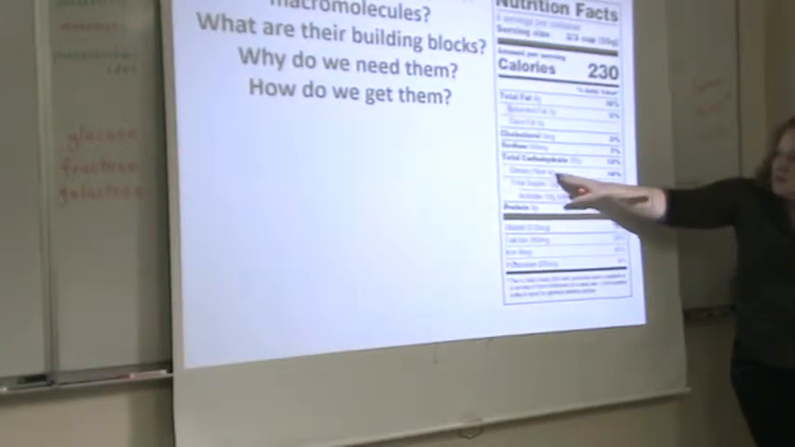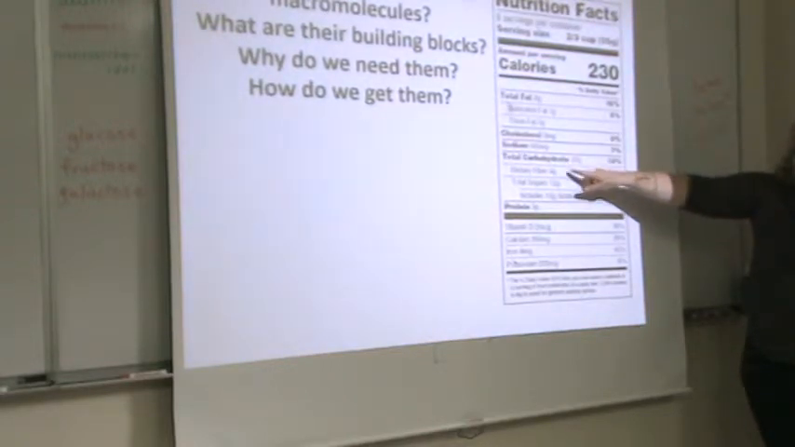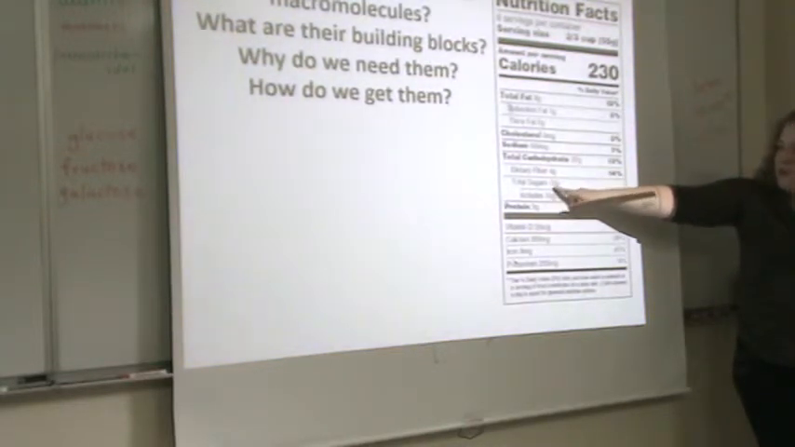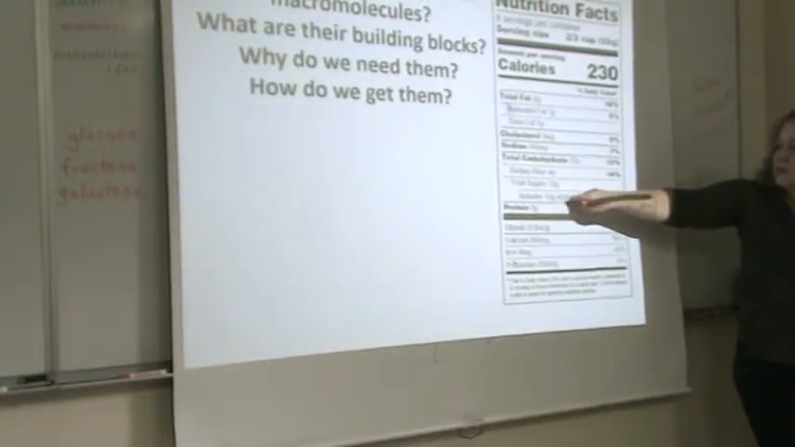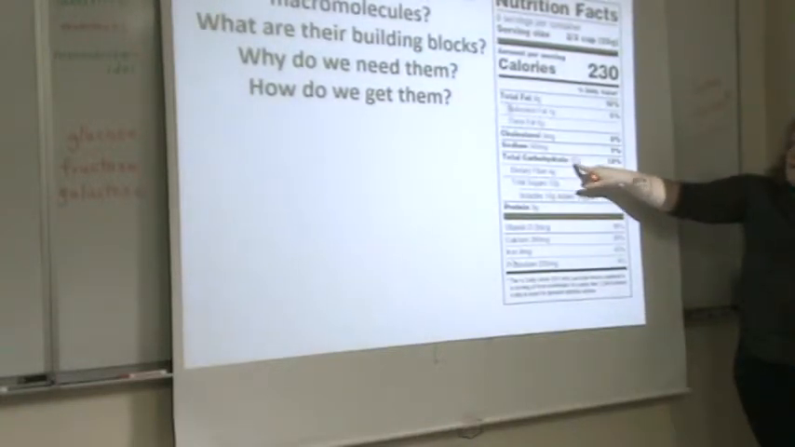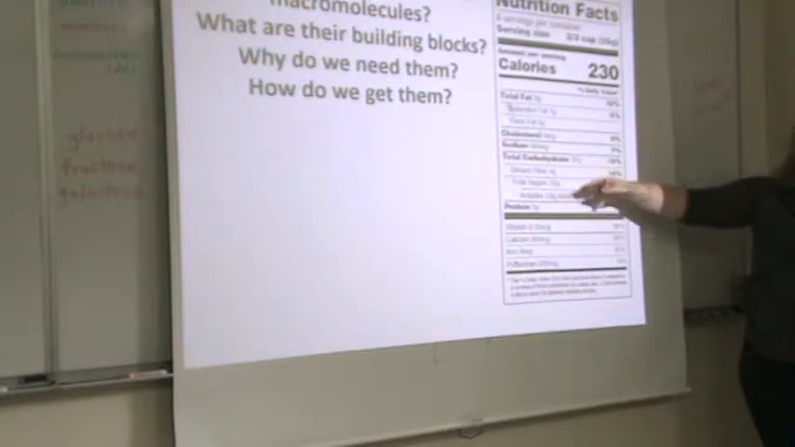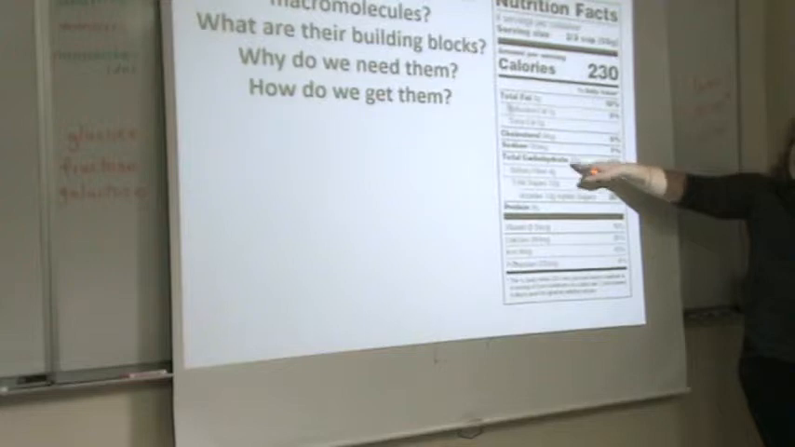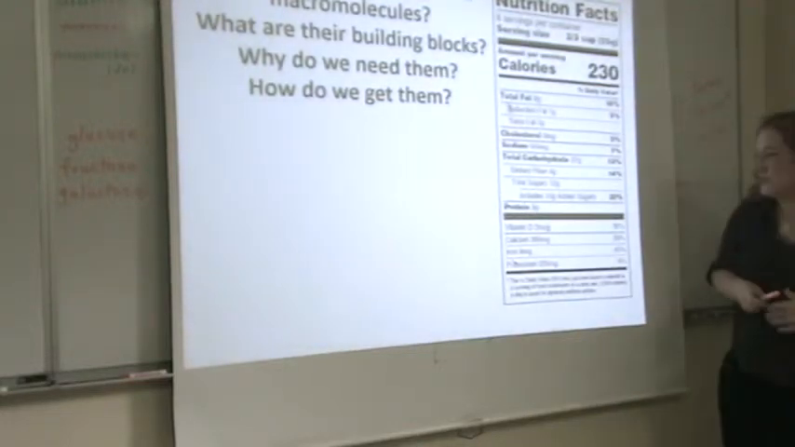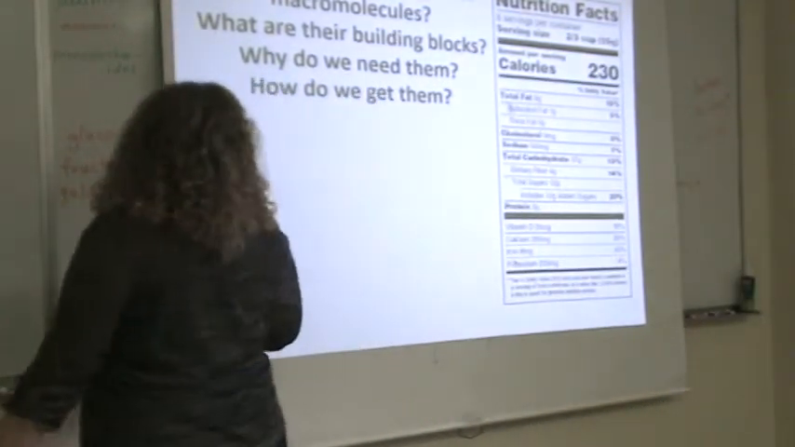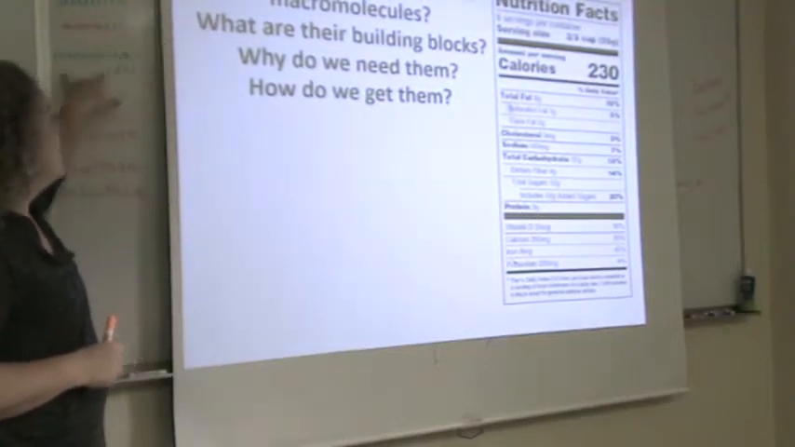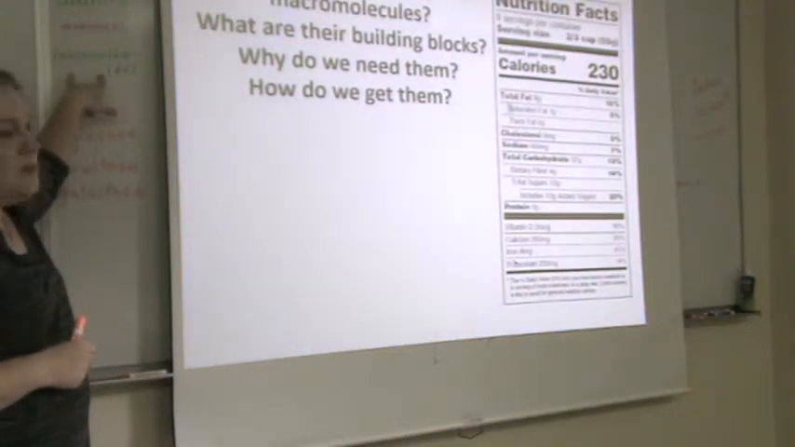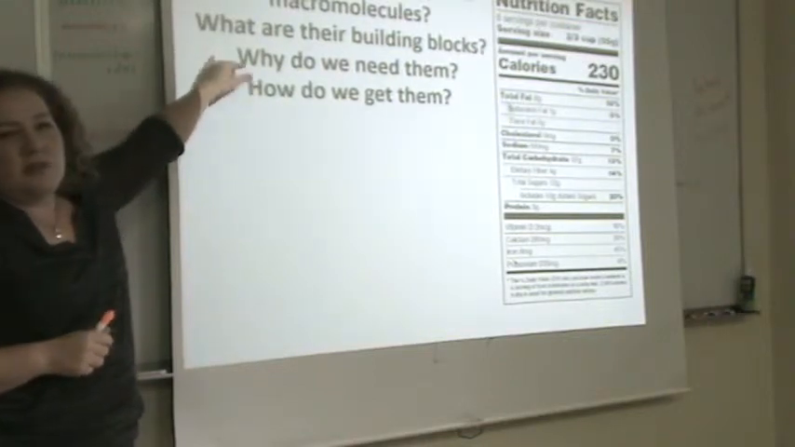Everything that's not that 16, so fiber is 4 grams, total sugars is 12 grams, including that. That's 16. The rest of the 37 minus 16 is going to be complex carb. You can't make this endlessly long. But the complex polysaccharides are what's left. All of those are carbohydrates. What's the building block? Monosaccharides. Simple sugars. Why do we need carbohydrates?